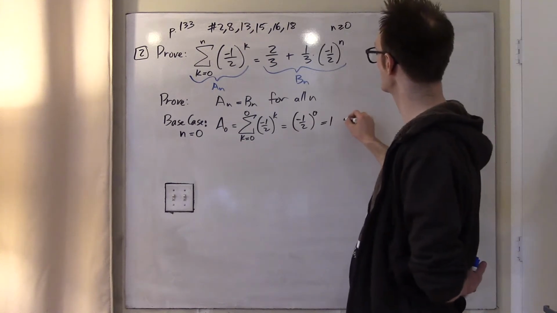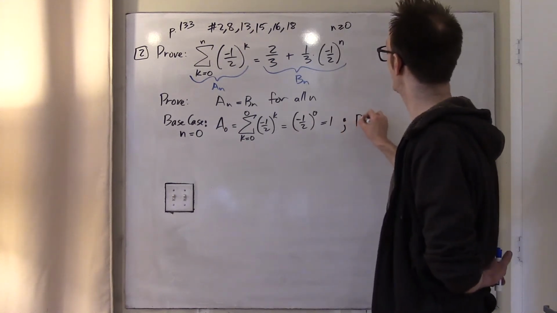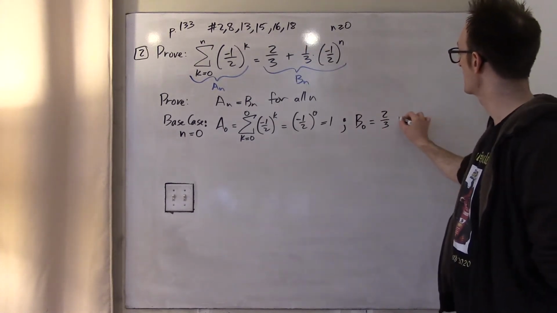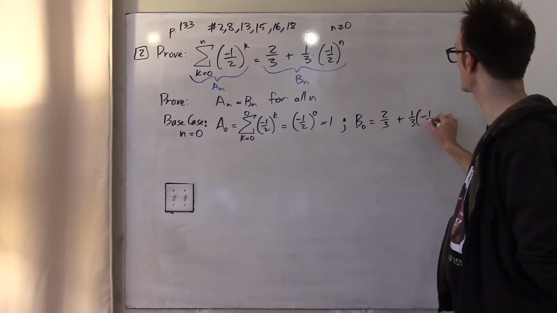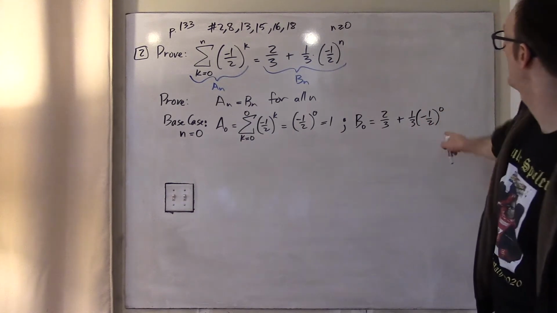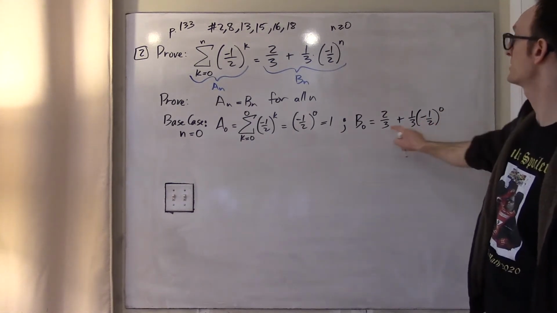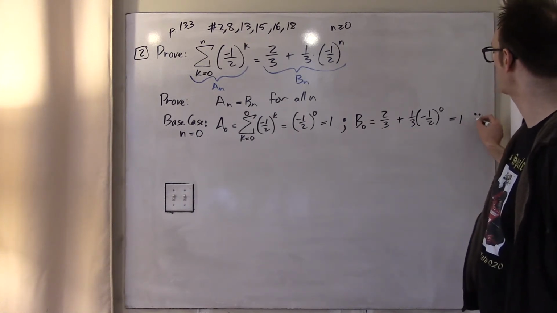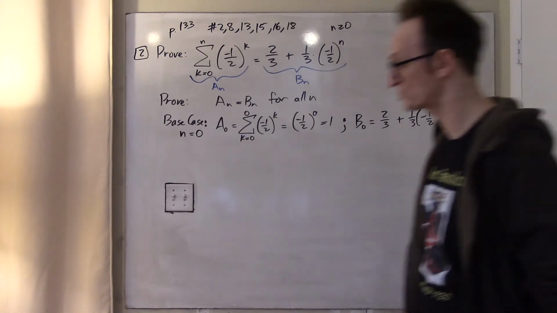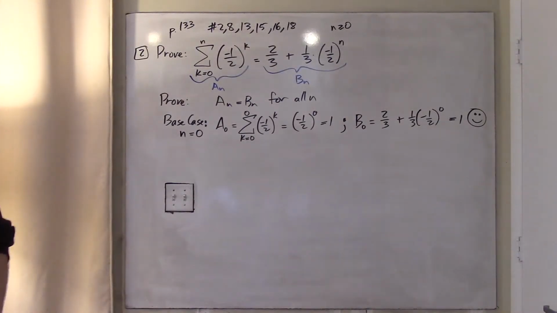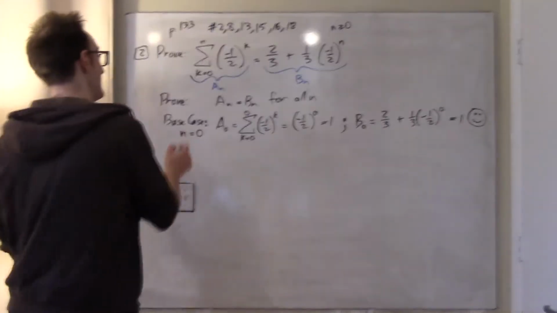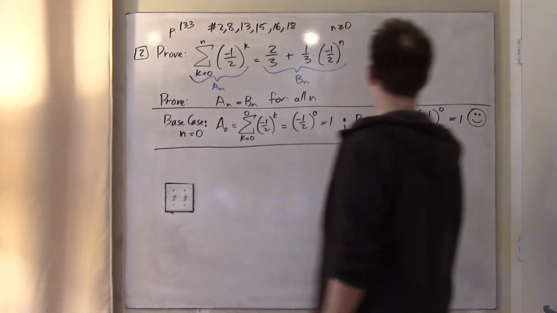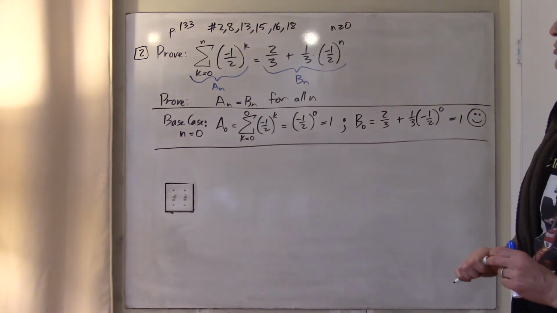On the other hand, what can I say about B sub 0? Well, B sub 0 is just 2/3 plus 1/3 times (-1/2)^0. But (-1/2)^0 is just 1, so this is 2/3 plus 1/3, so this is also 1. And therefore the theorem is true for the case when n equals 0. Okay, and now I'm ready to do the inductive step. So let's do the inductive step.